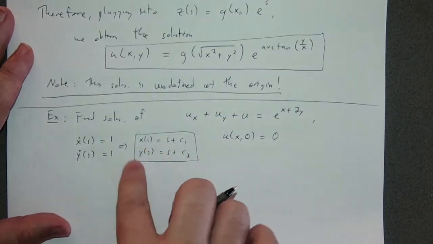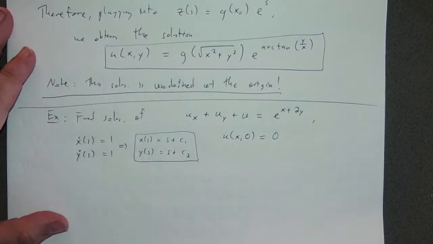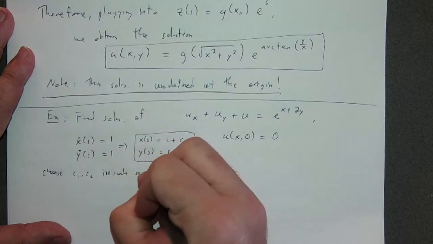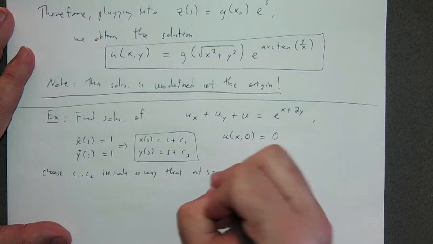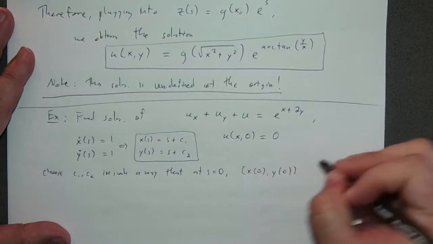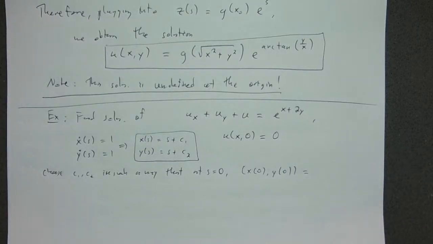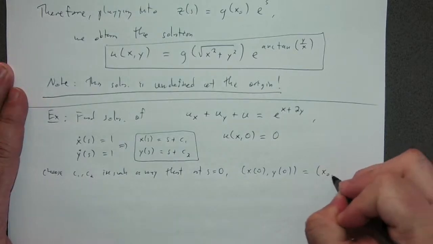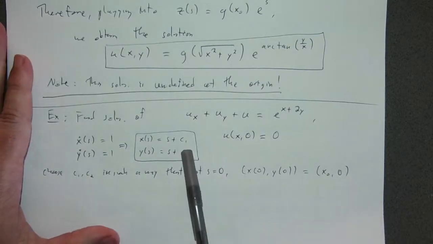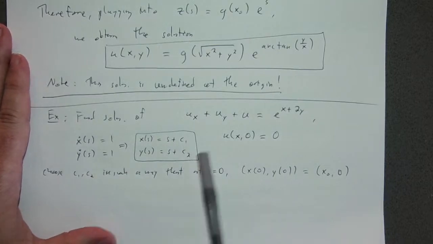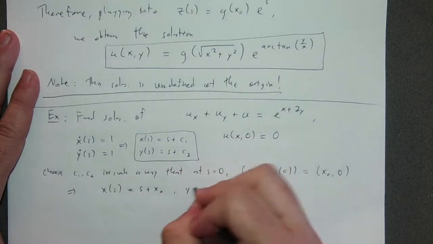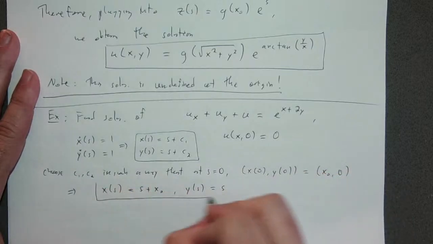We're looking for characteristics, of course. This is telling me the trajectory here. I want to pick this in such a way, right? Choose c1, c2 in such a way that at s equals 0, my initial point, x of 0, y of 0, lies on the x-axis, right? So this is the choice that I make. All right, so if I do that, then I want c1 to be x naught and c2 to be 0, right? And so x of s is s plus x naught, and y of s is s. Okay.